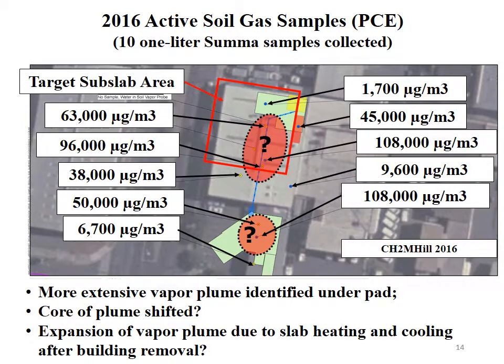Maybe there was some expansion of the vapor plume due to the heating and cooling of the slab after the building removal. Don't really know. It just confirmed there was a problem at the site, but we really didn't have a good idea of what the vapor plume looked like from a site characterization standpoint.